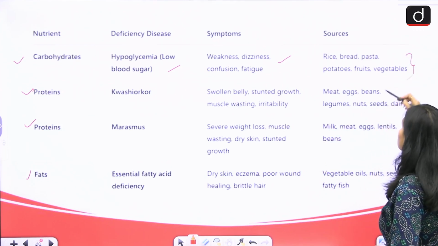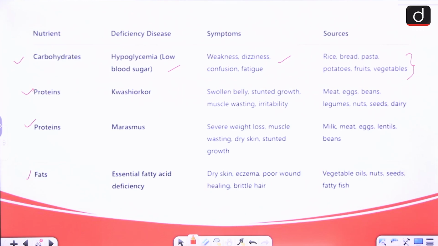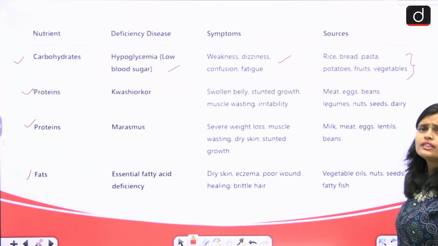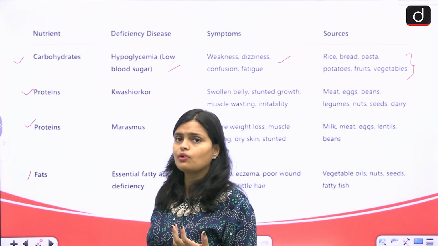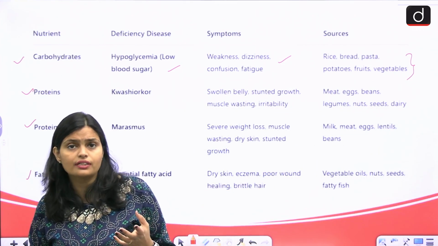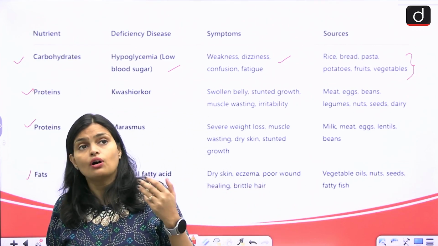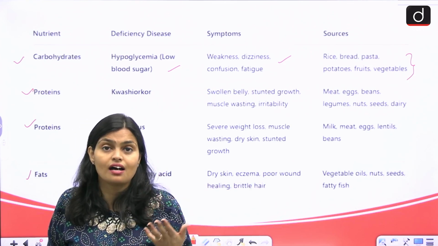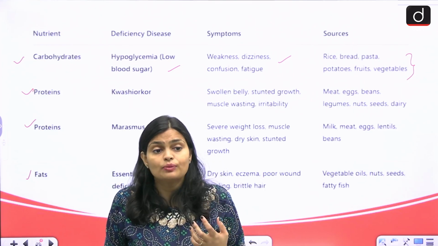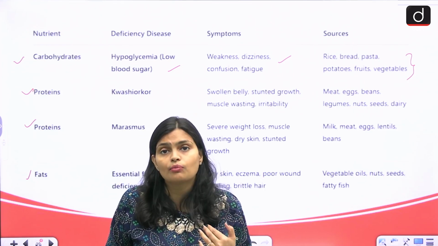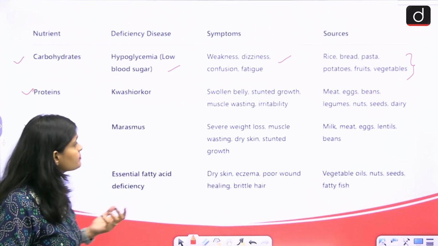Then we have sources of carbohydrate like rice, bread, pasta, potato, fruits and vegetables. So all these are the sources of carbohydrates. You all know carbohydrates are made up of carbon and water. C6H12O6, glucose, is the simplest carbohydrate. Then we have polysaccharides like starch, cellulose, glycogen. They are the carbohydrates which are stored in our body as reserve food material as well, okay.